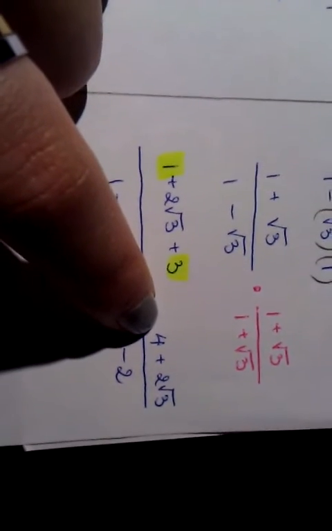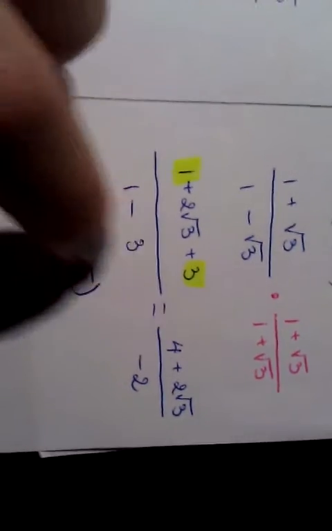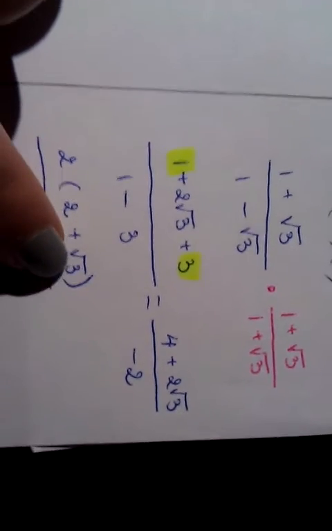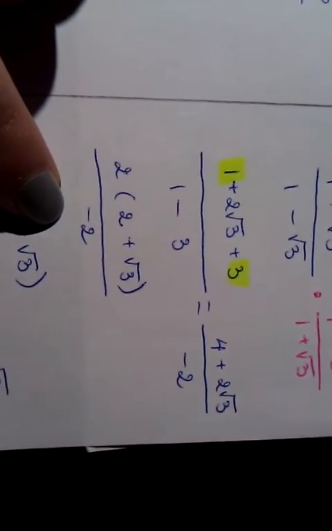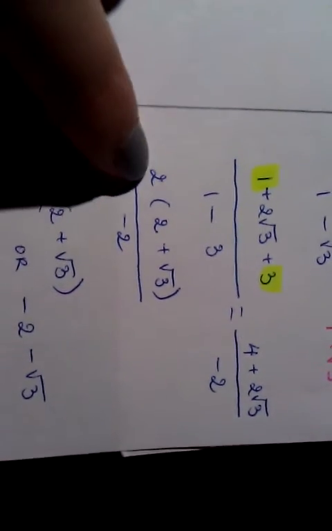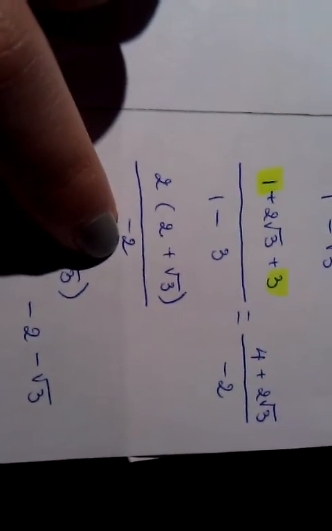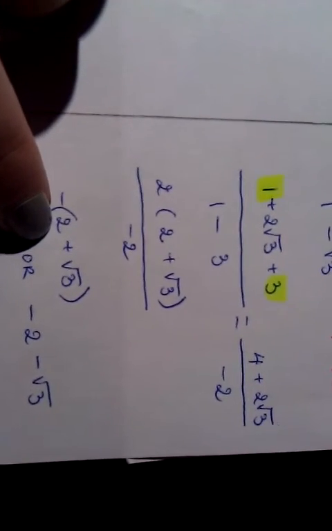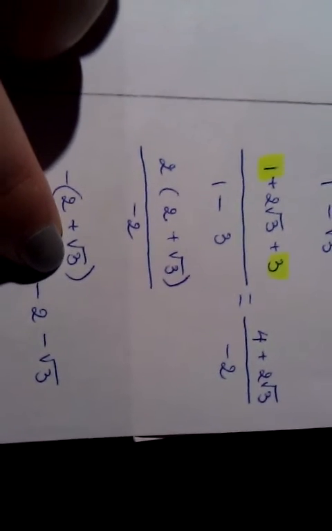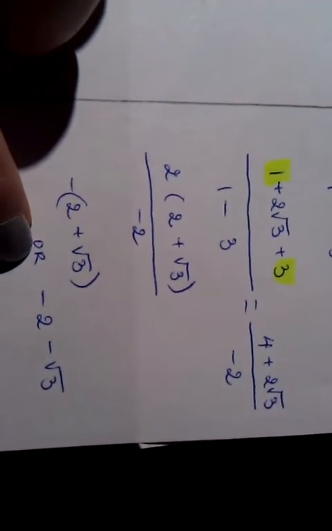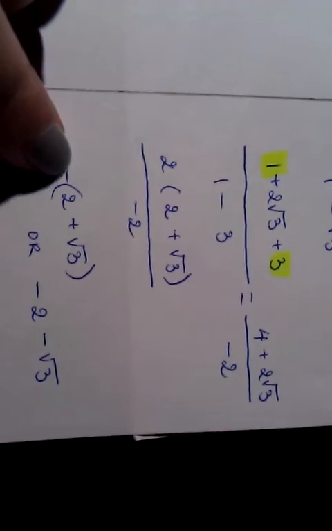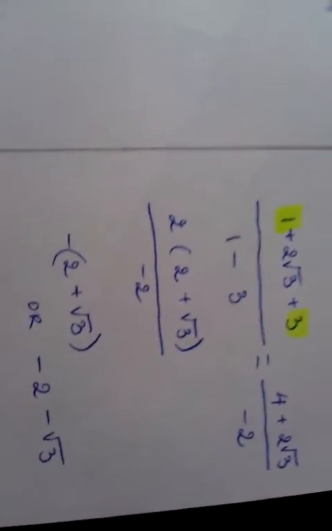After that, I find the GCF, which is 2. I factor it out to get 2 times parentheses 2 plus radical 3 all over negative 2. The 2 and 2 cancel out, and we move the negative sign to the top, and we get negative parentheses 2 plus radical 3, close the parentheses. Or you can leave the answer as negative 2 minus radical 3, by distributing the negative sign into the parentheses.